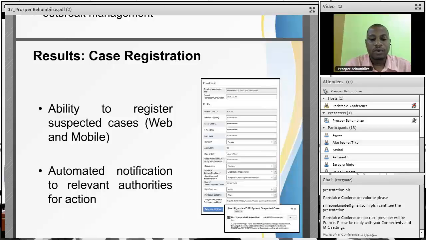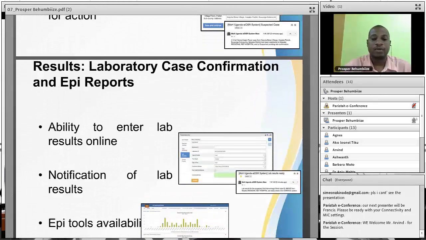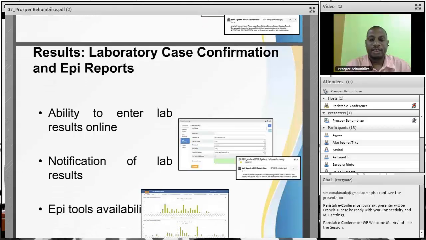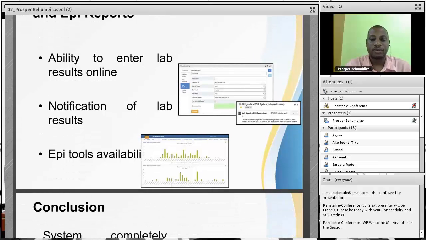The system also was able to provide epidemiological tools for outbreak management. As we shall see below, we were able to build a line list and epi curves that are very key during an outbreak. The next slide quickly shows the web interface of the case registry. This is a generic case registry, so we can capture any suspected disease. With the system, we are able to do web registration, we also have Android registration, and we also have SMS registration. So we can scale this system even where there is no internet.